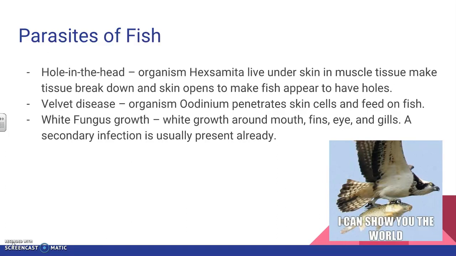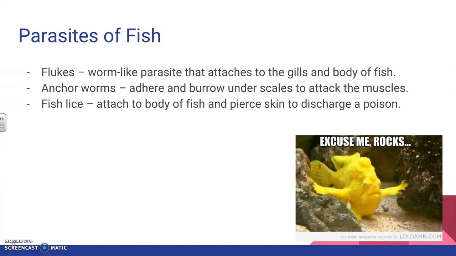White fungus growth, this is where there's white growth around the mouth, fins, eyes, and gills, and a secondary infection is typically present. If you see white fungus, you've probably already got a secondary infection. Flukes, this is a worm-like parasite, and it attaches to the gills and the body of the fish. Anchorworms, these adhere and burrow under the scales and attack the muscles. And then fish lice, these actually attach to the body of fish and they pierce the skin, and it ends up discharging a poison.